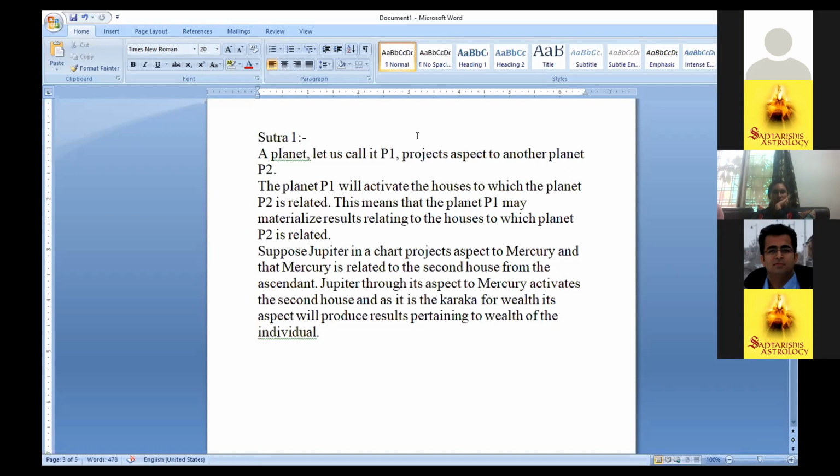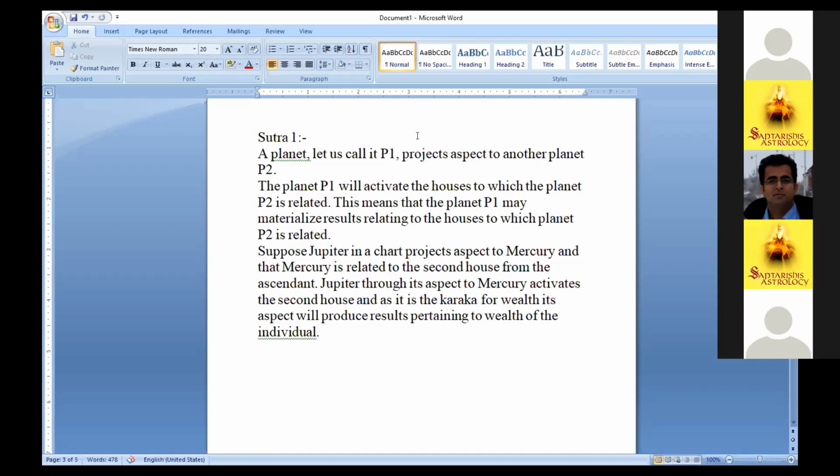If you read any classical books, I have not found any book that is talking about aspects in divisional charts. Some say yes, there are some classics which talk about aspects in divisional charts, but I am not finding that kind of text. The best way to use divisional charts, I will show you in this course.